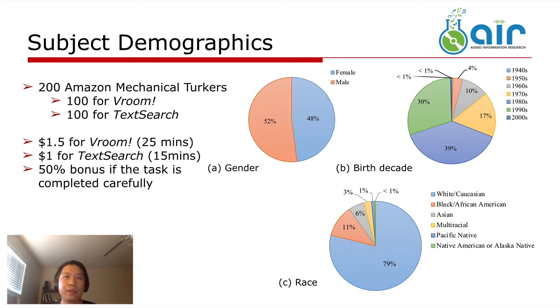The gender distribution is quite even, and a large portion were born in the 1980s and the 1990s. Most subjects were white Caucasian, followed by Black, African American, and Asian. We paid each subject $1.5 for Vroom and $1 for TextSearch, considering their average time spending. Subjects were informed about this compensation policy before starting the experiments.